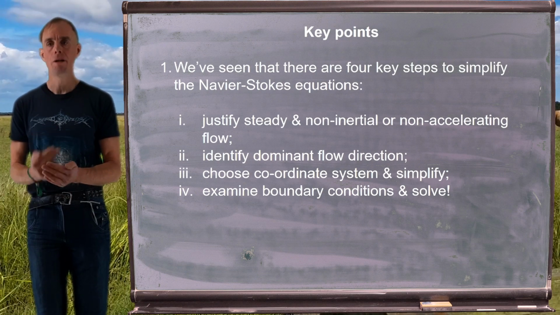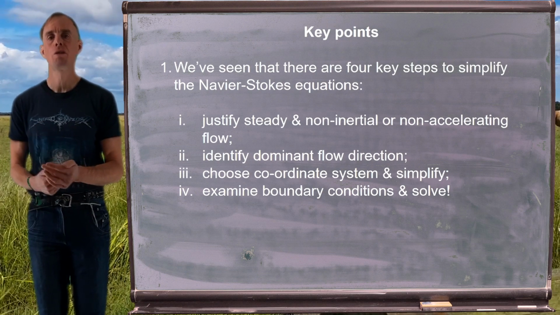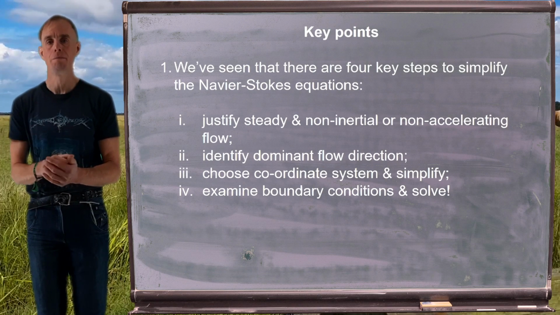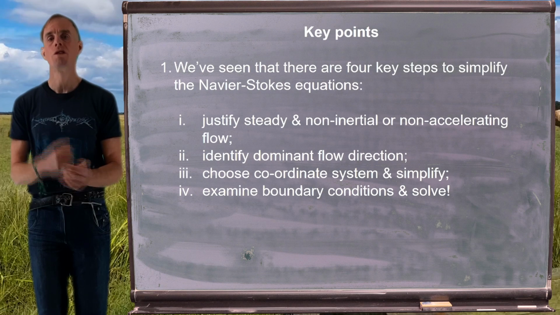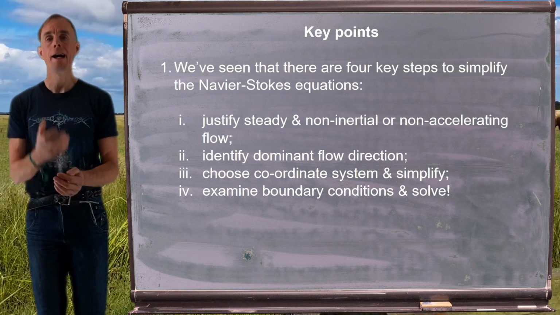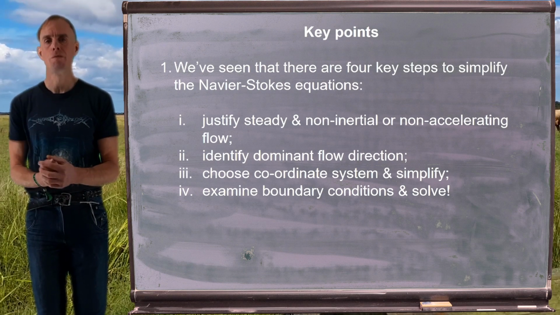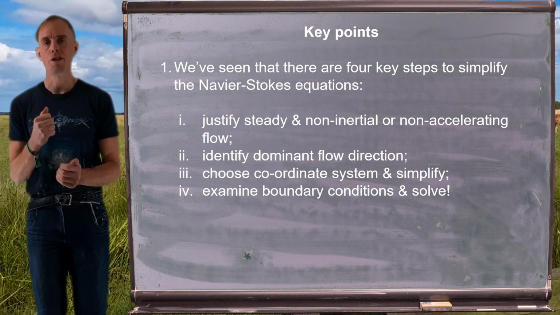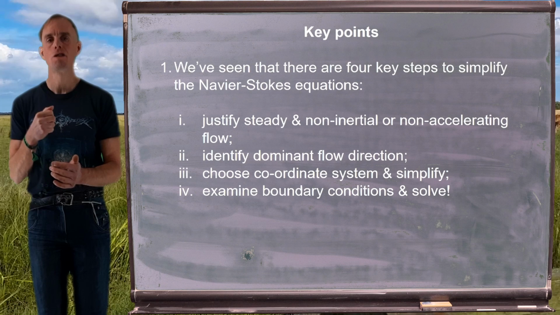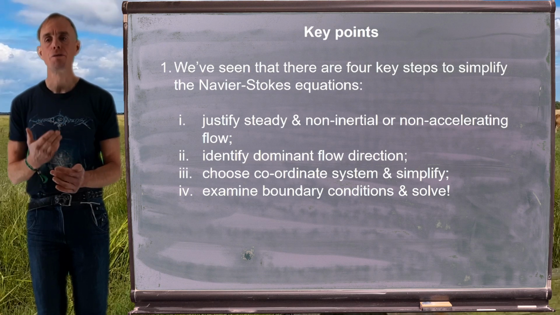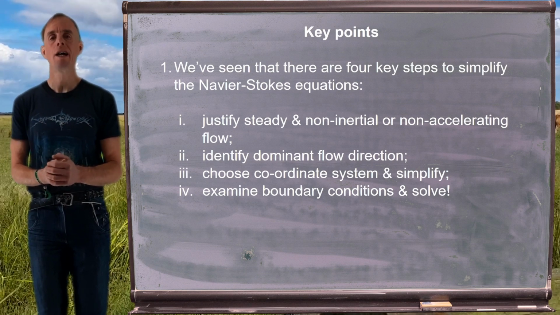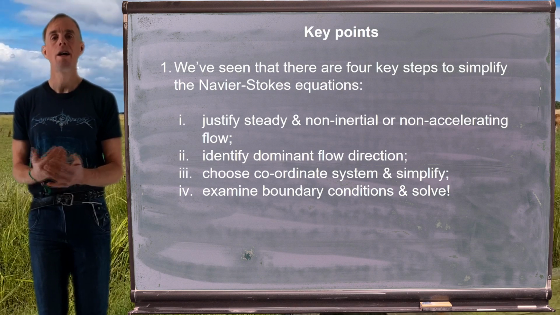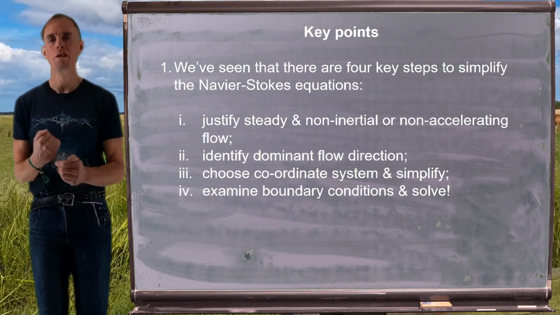The third step was when we simplified the Navier-Stokes equations from vector form into a chosen coordinate system. And so we chose a coordinate system that was relevant for our problem and just used the information from step 2 to identify which of the terms of the Navier-Stokes equations remained to be non-zero. The fourth and final step was to look at the flow scenario, to identify the boundary conditions, and to solve the resulting ordinary differential equation.